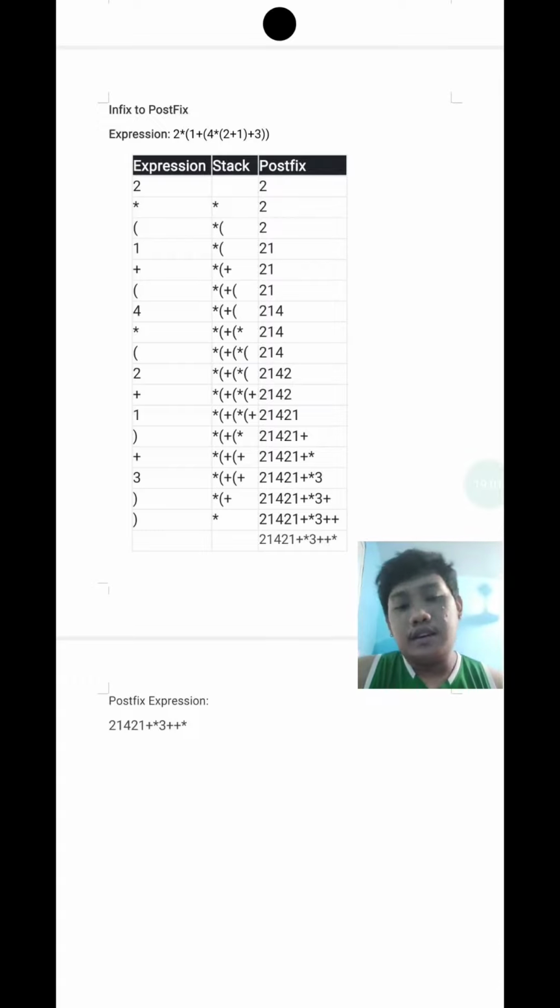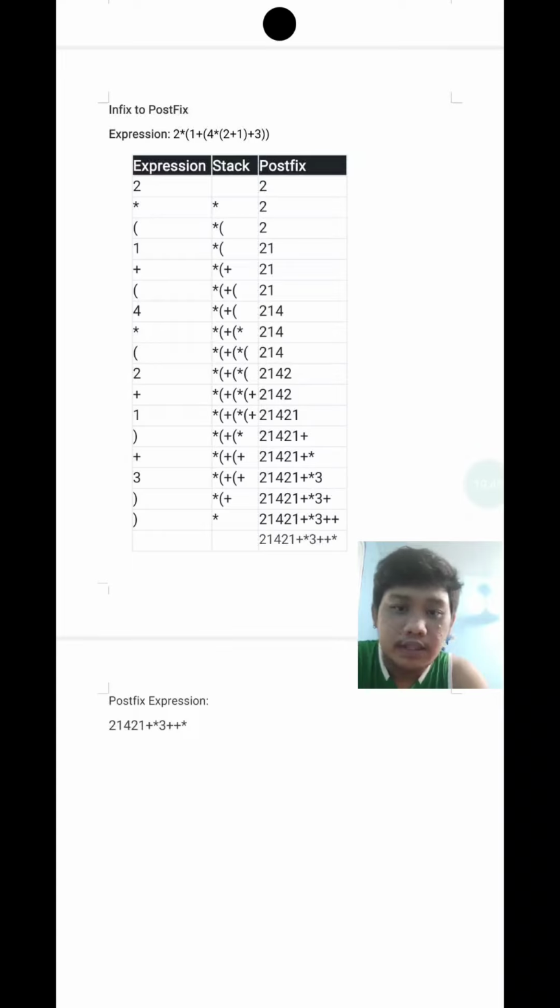And here we encounter the closing parenthesis. Since it is a closing parenthesis, it will pop from the stack until an opening parenthesis is encountered. The first one encountered is plus, so our plus symbol will be appended to our output. Our output now becomes 2, 1, 4, 2, 1, plus, and both the opening and closing parenthesis will be popped from the stack. So our stack now remaining is times, parenthesis, plus, times, parenthesis.